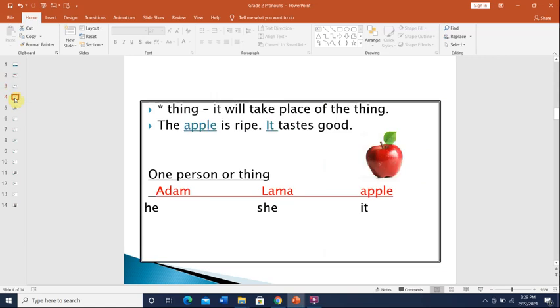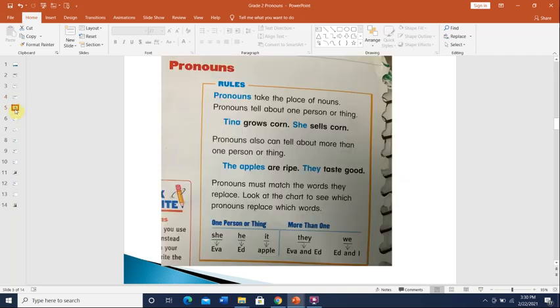What about if the noun is a thing? For example, apple. The apple is ripe. We replace the thing with it. The apple is ripe. It tastes good. Again, Adam is a boy or man, we replace it with he. Llama is a girl or woman, we replace it with she. If it's one thing, we replace it with it. Keep that in mind. If the thing is singular and only one, we replace it with it, because if it's plural, it would be a different pronoun.